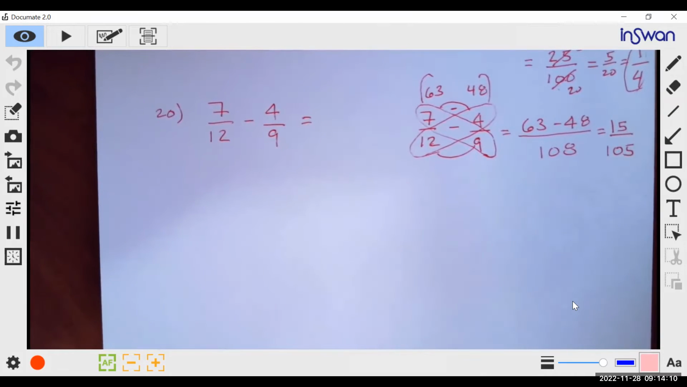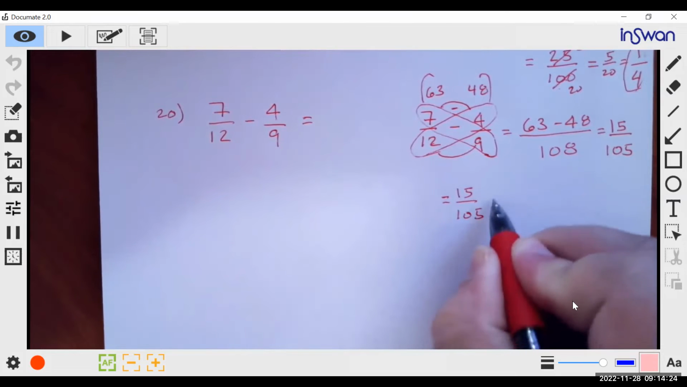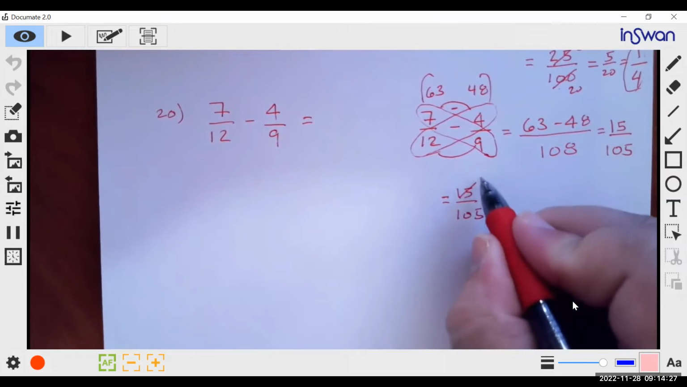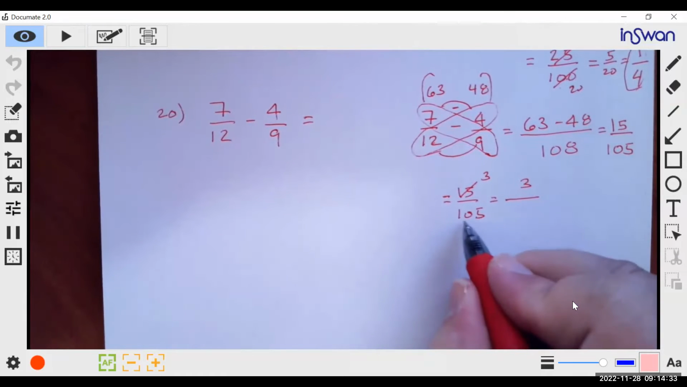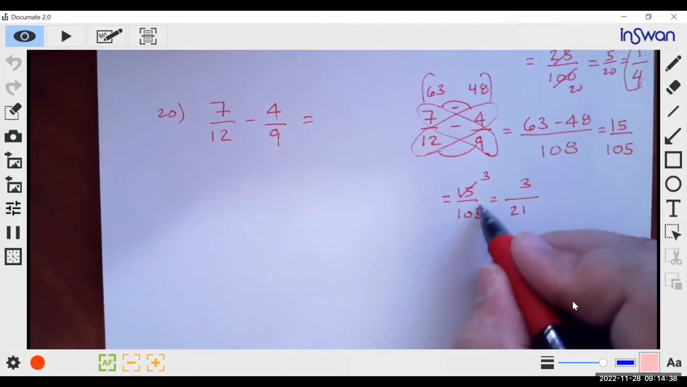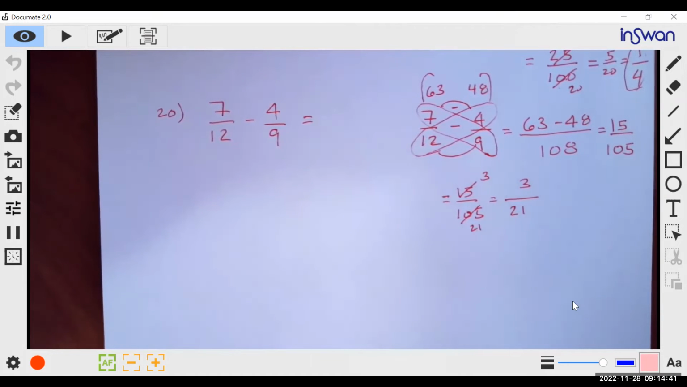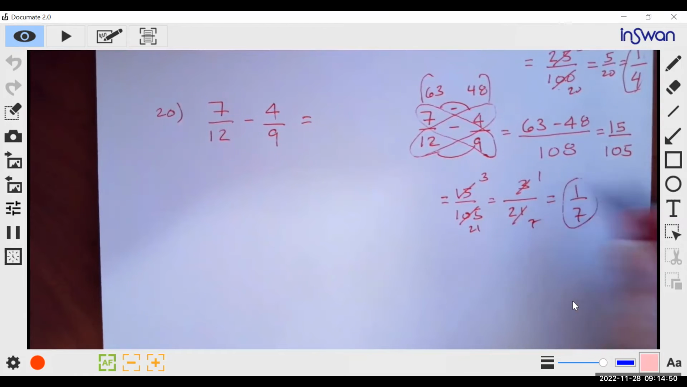Can it be simplified any further? Yeah, they both have 5 that fits inside there. So how many times does 5 fit into 15? 5 goes into 15 3 times. 5 goes into 105 21 times. Does 3 go into 21? 3 goes into 3 once. 3 goes into 21 7 times. So the answer is 1/7.